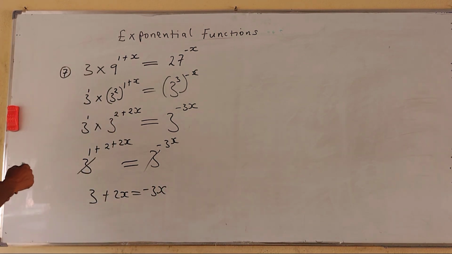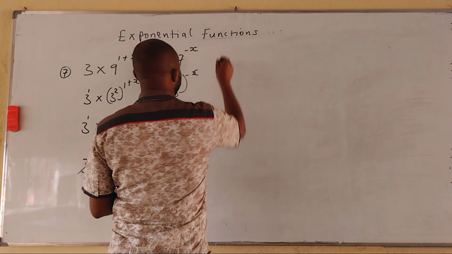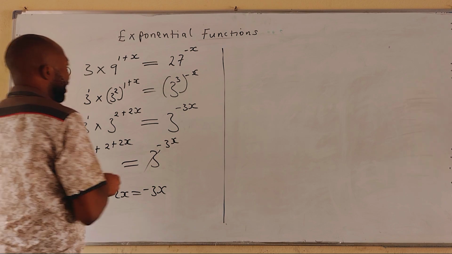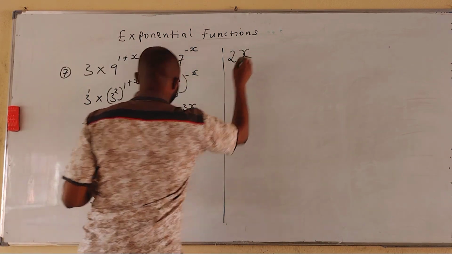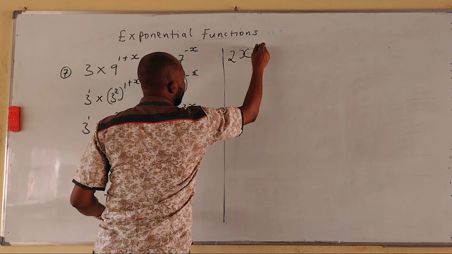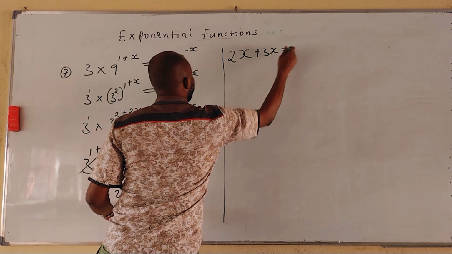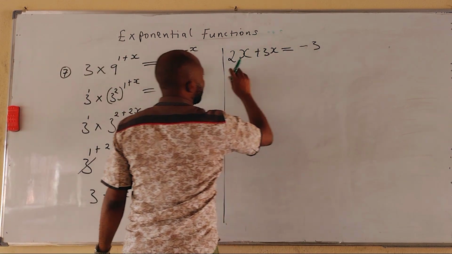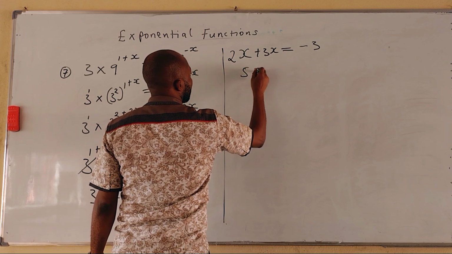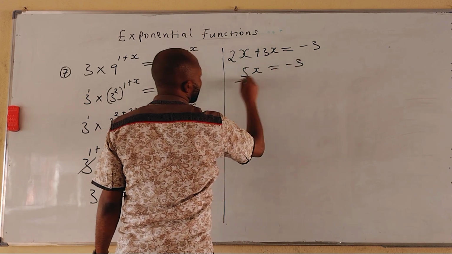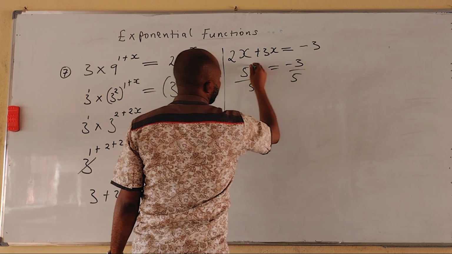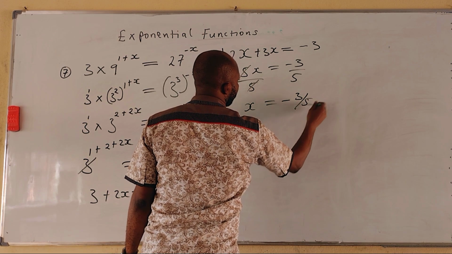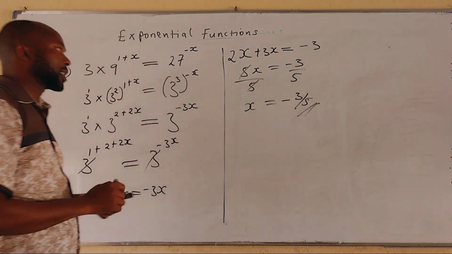Collection of like terms. Okay, let's come this way. I have 2x, which is this. This is minus 3 crossover become plus 3x is equals to, this is my plus 3 crossover to this I become minus 3. Now this is 5x is equals to minus 3. Divide both sides by 5. Cancel. X is equals to minus 3 over 5. So that is our x.